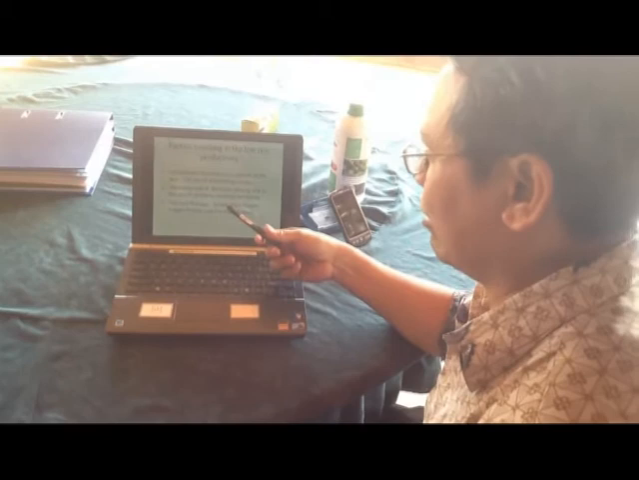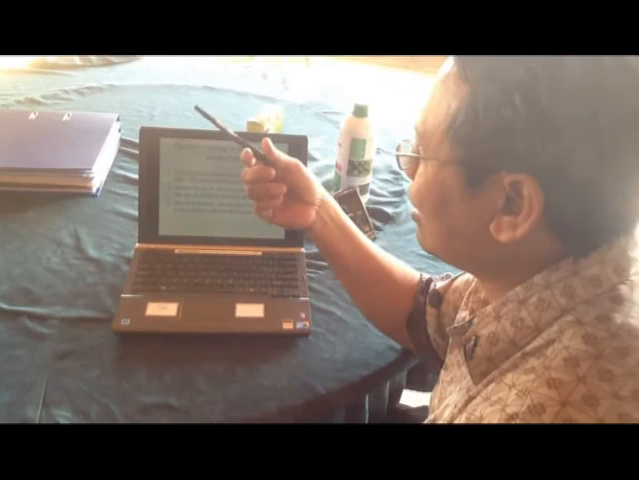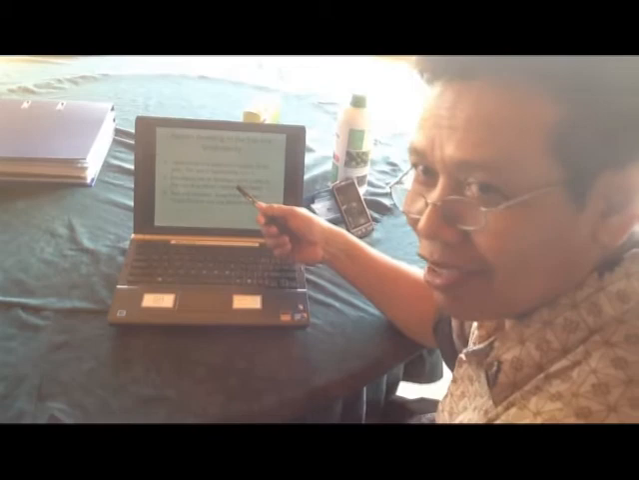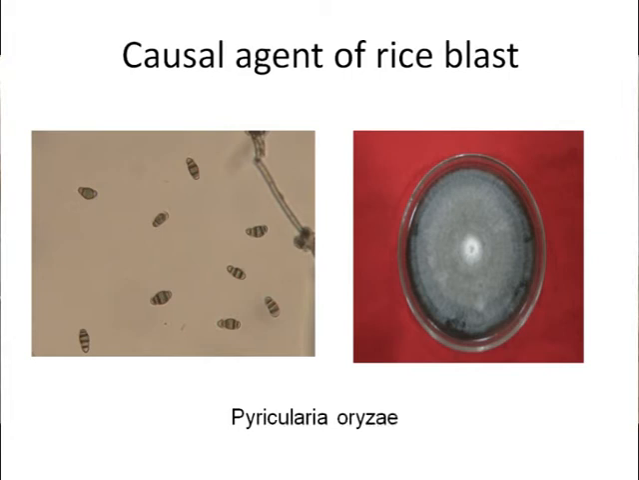And then there is imbalanced use of fertilizer. We only use NPK, but in fact rice needs not just NPK but also microelements, and the farmers never add them to the soil. Then pest and disease, I think in Thailand you also have a lot, like tungro and brown planthopper. This is blast, very serious in Indonesia, and this is a symptom. It's caused by Pyricularia oryzae.